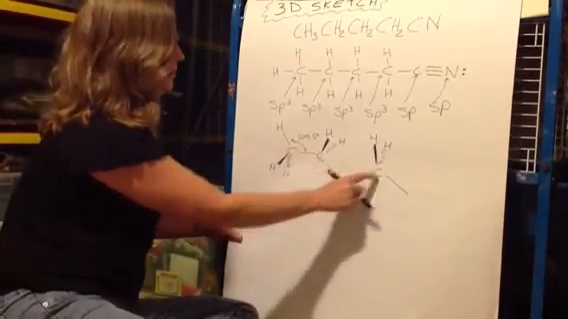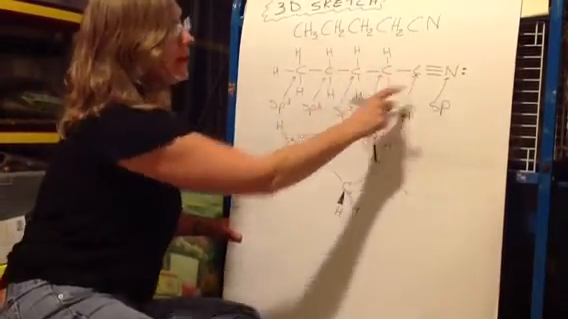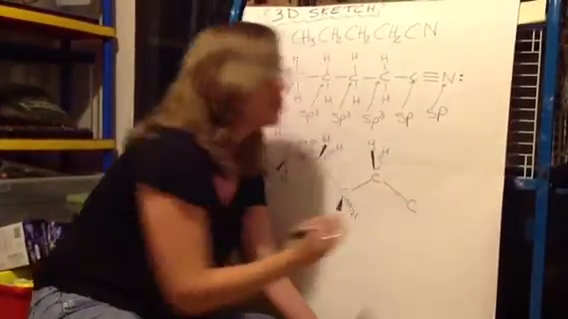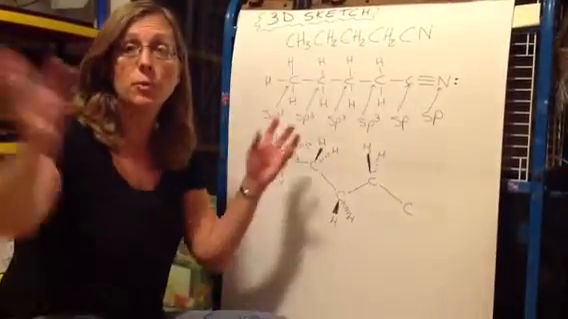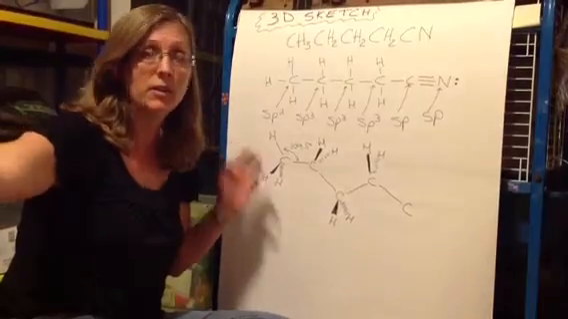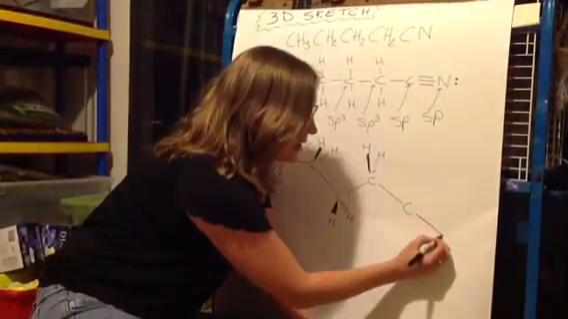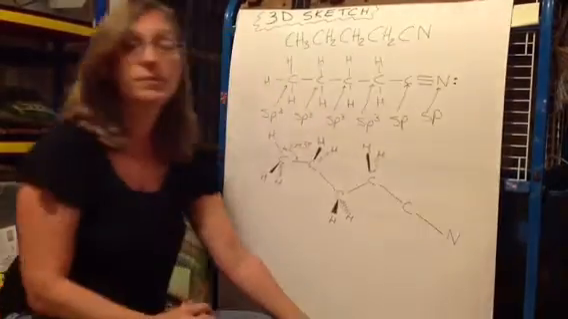Okay, 1, 2, 3, 4. And now we're ready for our sp hybridized carbon. And what is the geometry for sp? When you have two groups, we put them linear, 180 degrees. So here's the first bond. So the second bond continues in that same direction.